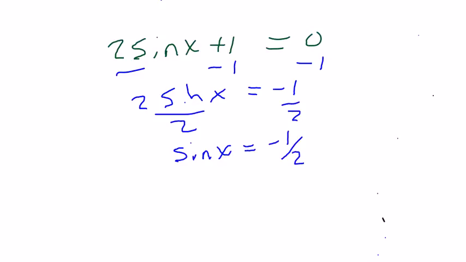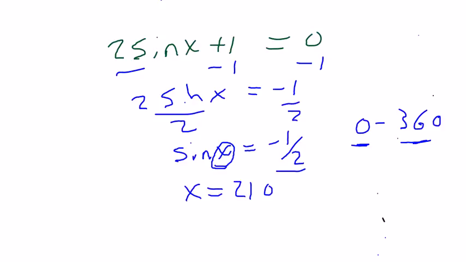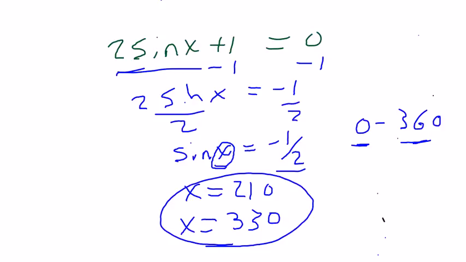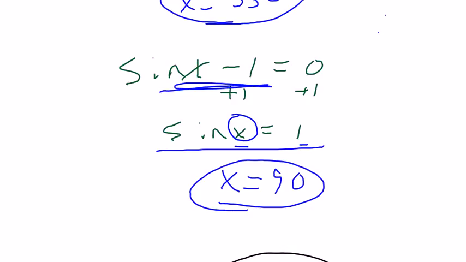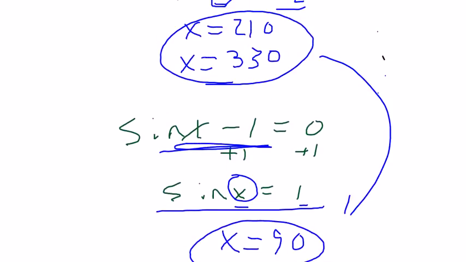Again, now we look on our sheet. At what angle do we get a sine value of negative 1/2 between 0 and 360, including 0 but not including 360? So it happens at 210 and it happens at 330. So we get two answers for this part of the equation and one answer for this part of the equation. But these would be our three answers.